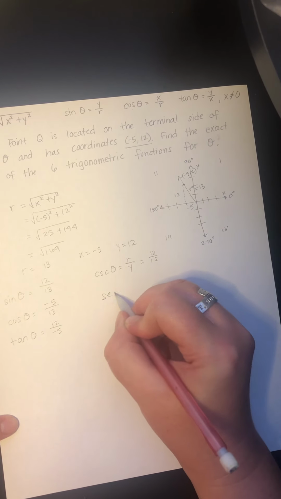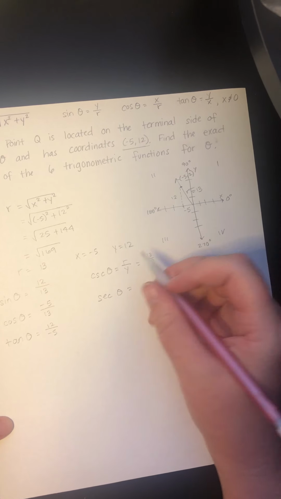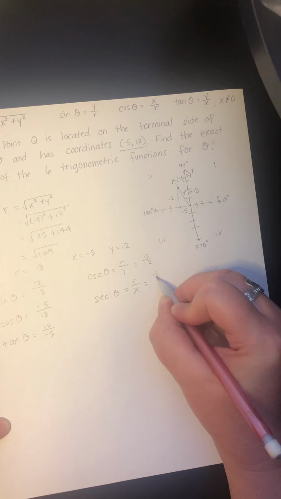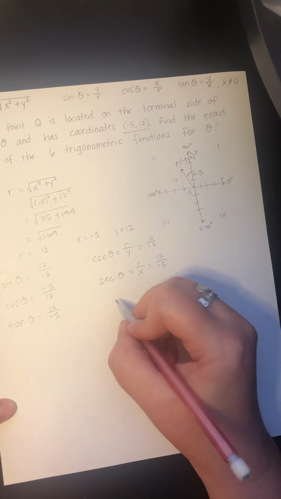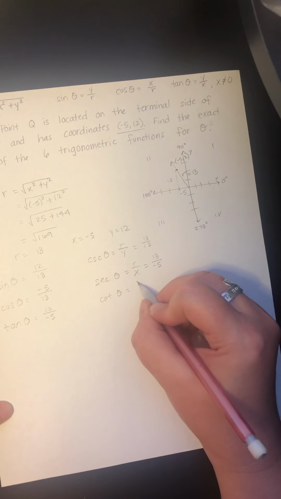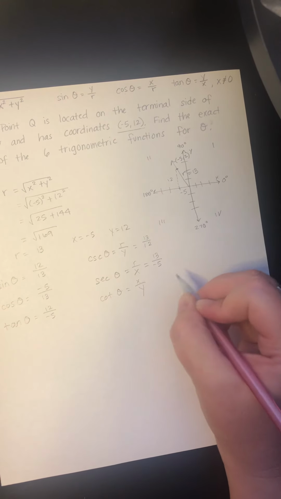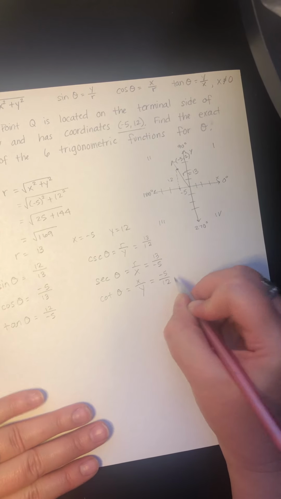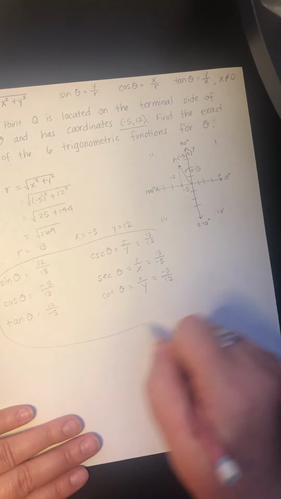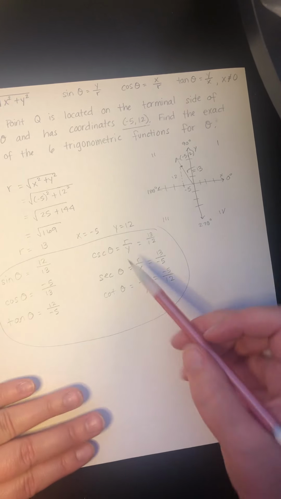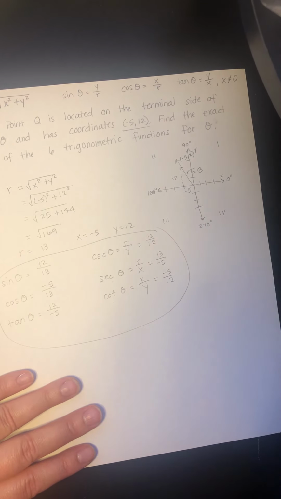The secant is the reciprocal of cosine. It's going to be r over x, which in this case is 13 over -5. And the cotangent is the reciprocal of tangent. It's going to be x over y, which in this case is -5 over 12. These are your answers: sine, cosine, tangent, cosecant, secant, and cotangent.